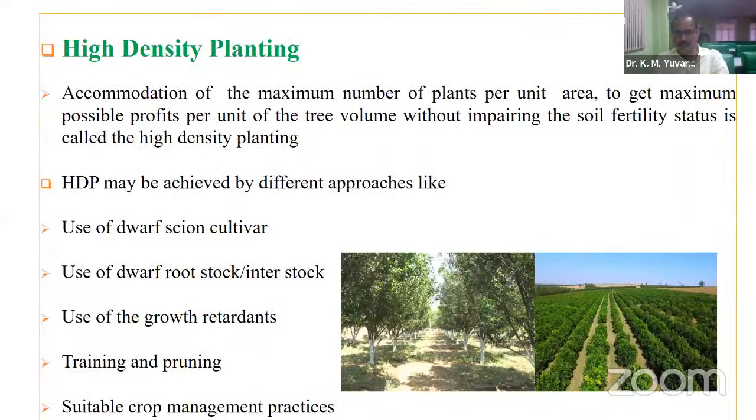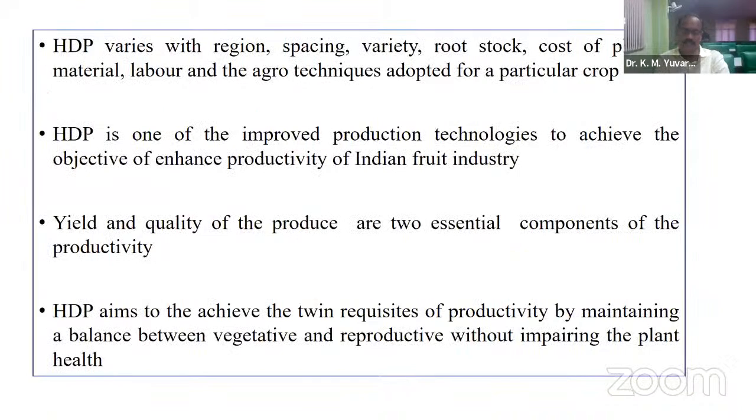This high density concept varies with region, space, variety, rootstock, cost of planting material, labor, and the agro techniques adopted for a particular crop. It is one of the most improved production technologies to achieve the objective of enhanced productivity of the Indian fruit industry. Yield and quality are the two components essential for increasing productivity.